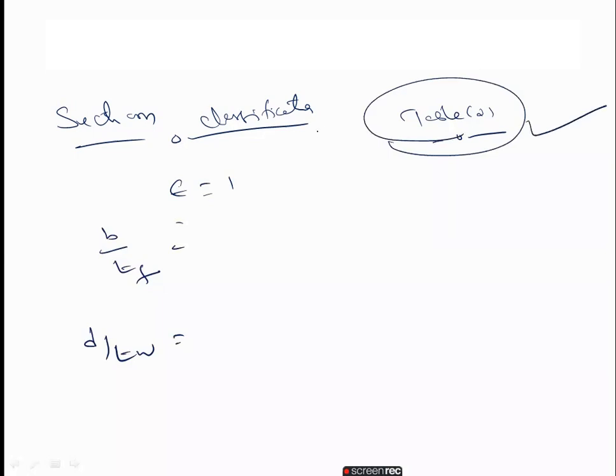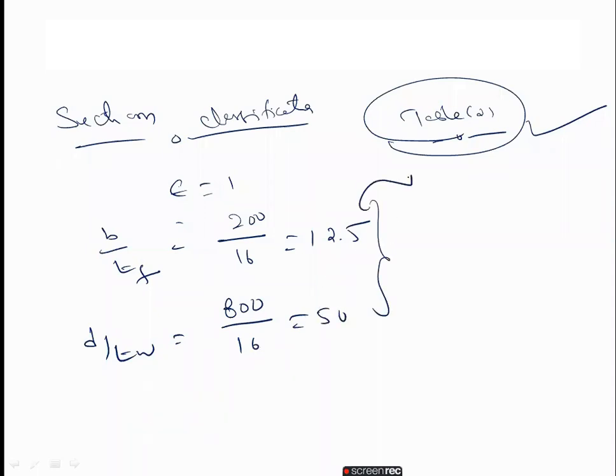So by using this, you will calculate the section. b we know is 200, thickness of the flange is 16, we will get 12.5. And also d is 800, thickness of the web is 16, we will get the value 50. Once you compare these two values in IS 800 2007, Table number 2, you check where these values are located.